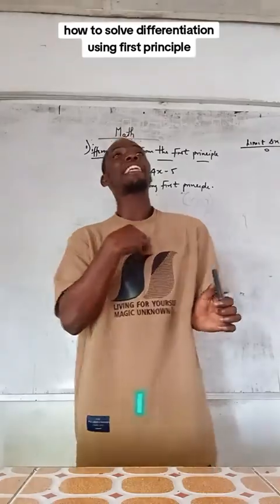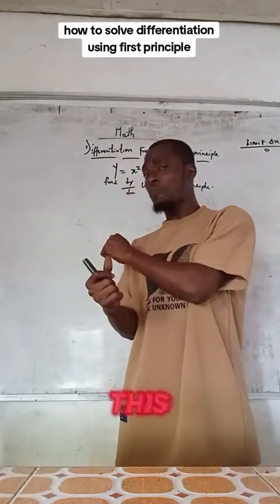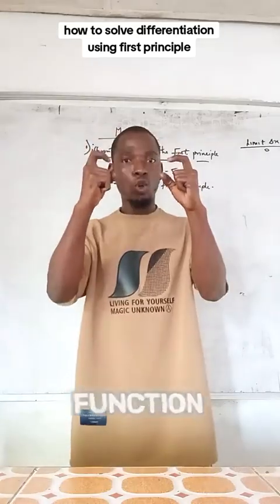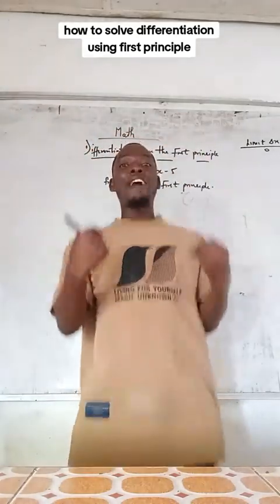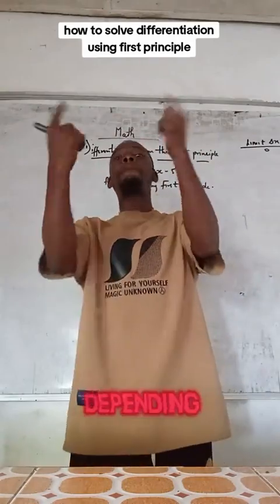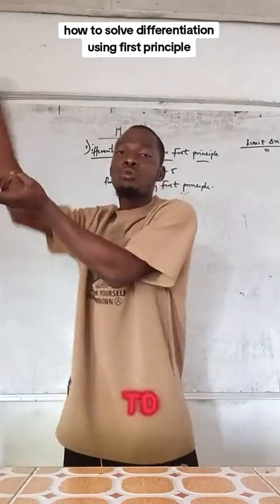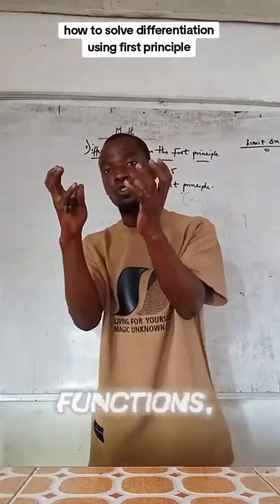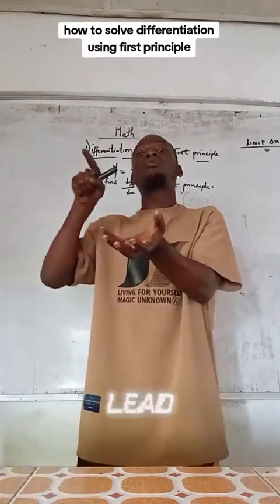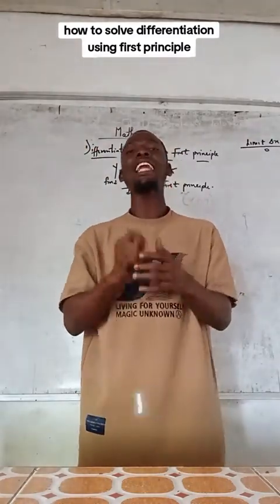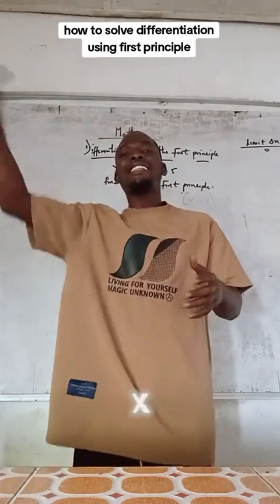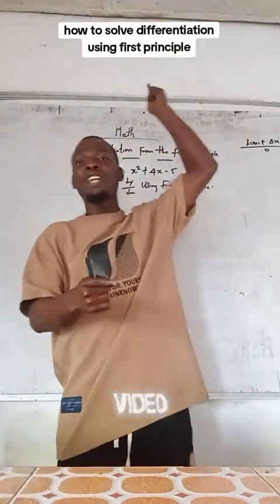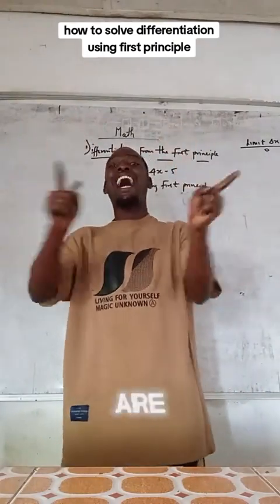I'm only finding the function that will lead to the slope. The answer I have after solving is the function that will lead to the slope, depending on the points given to me in the question. After I've resolved the function into something that can lead to the slope, all I need to do is input the value of x inside it to get my slope. That is what I was trying to tell you in the previous video: the slope of a curve at every point is different.